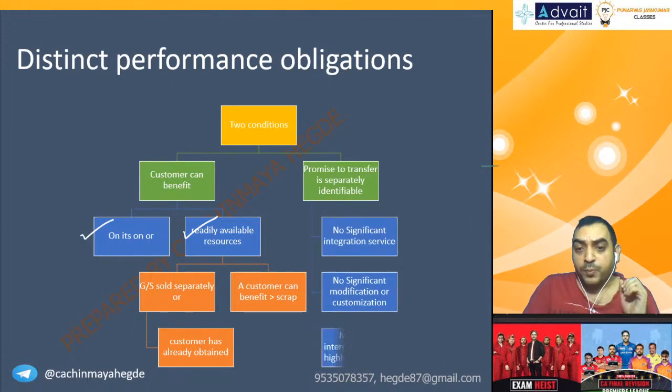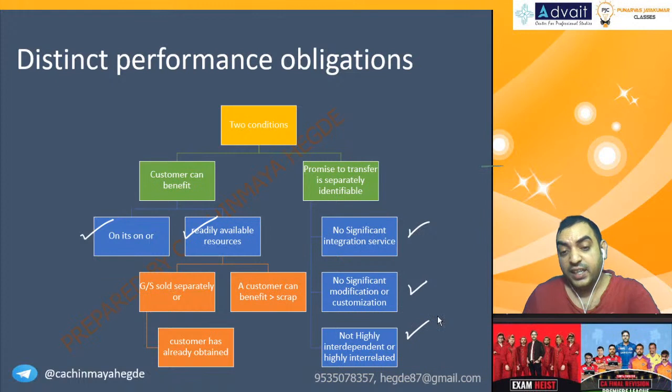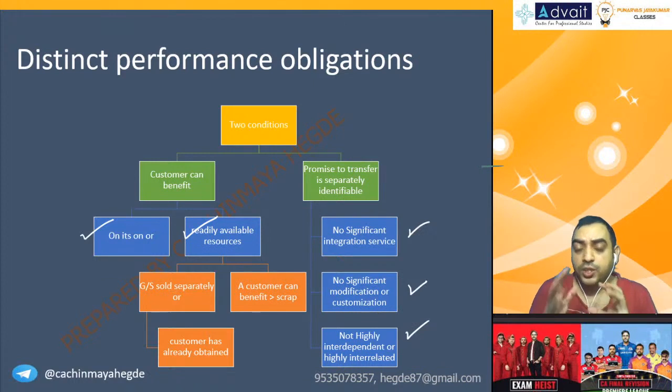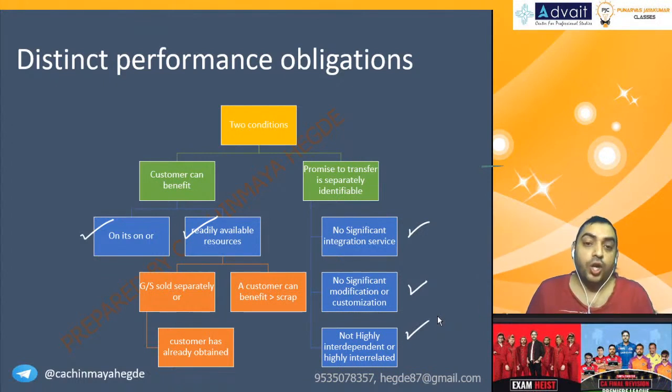Okay. Promise to transfer separately, no significant integration service, no significant modification, not highly dependent or interrelated. Basically, all the 3 points: even if one of the points is not satisfied, then it will become not a distinct product. Anyway, the essential element is, if you are having an agreement where multiple things come up, should I think of those multiple things separately, or should I consider all of them together?